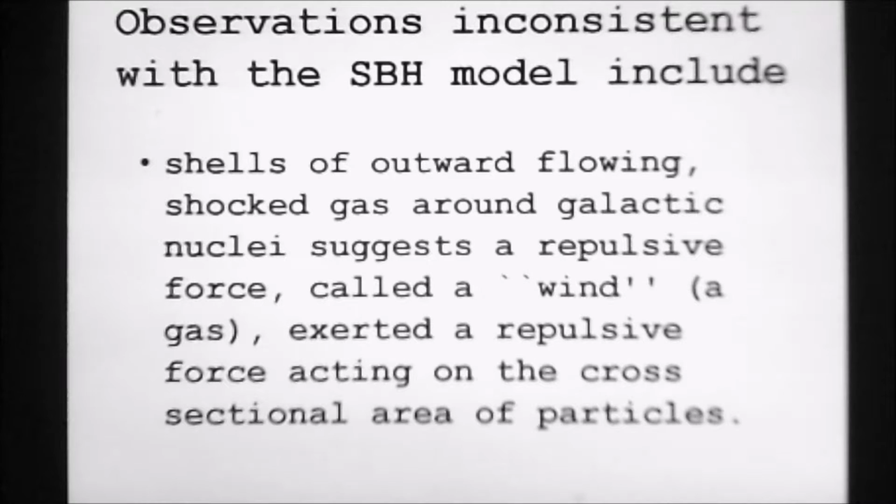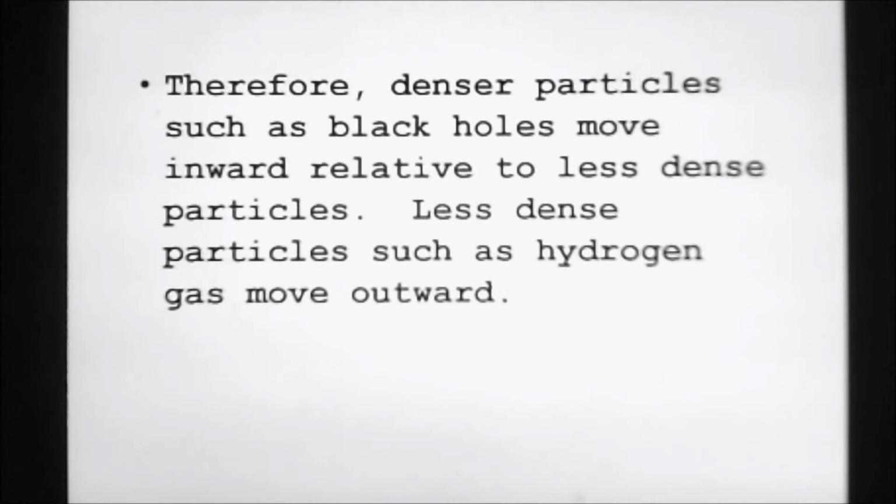Observations inconsistent with the supermassive black hole model include shells of outflowing shocked gas around the galactic nuclei. These suggest a repulsive force, called the wind by some authors, that exerts a repulsive force acting on the cross-section area of particles. You will note that this outflowing gas also rejects the idea in the Big Bang where matter is inflowing into spiral galaxies. Therefore, denser particles such as black holes move inward relative to less dense particles. Less dense particles such as hydrogen gas move outward with the wind.